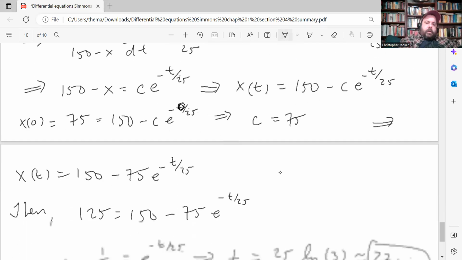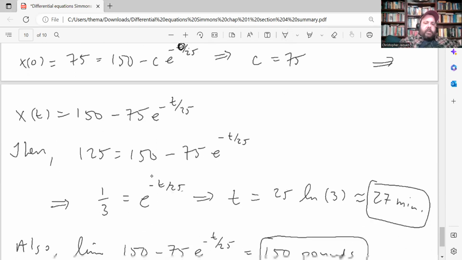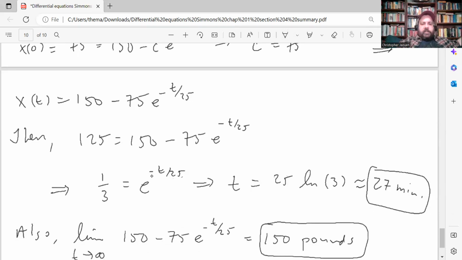Okay. That gives you the model, which I have written down here. x of t is 150 minus 75 e to the negative t over 25. And we can use that model to solve whatever problem they want us to answer. So then 125, they want to know when it's going to equal 125 pounds of salt in the tank. So set the model equal to 125. So 125 equals 150 minus 75, and so on.